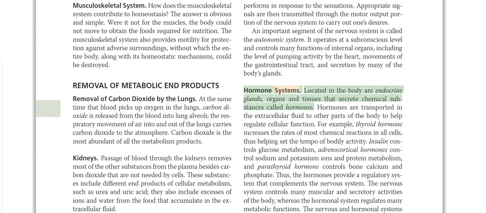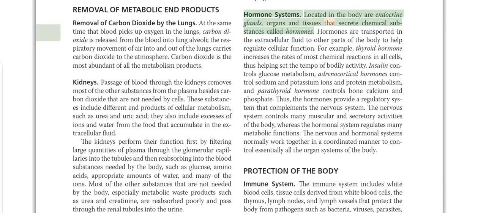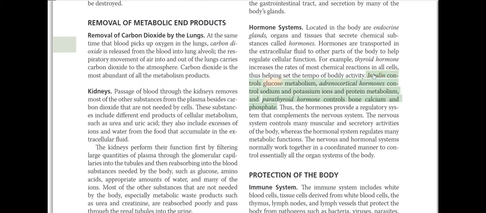Hormone systems. Located in the body are endocrine glands, organs, and tissues that secrete chemical substances called hormones. Hormones are transported in the extracellular fluid to other parts of the body to help regulate cellular function. Insulin controls glucose metabolism, adrenocortical hormones control sodium and potassium ions and protein metabolism, and parathyroid hormone controls bone calcium and phosphate. Thus, the hormones provide a regulatory system that complements the nervous system.